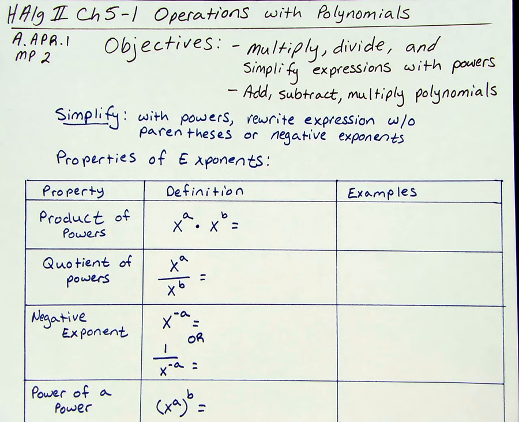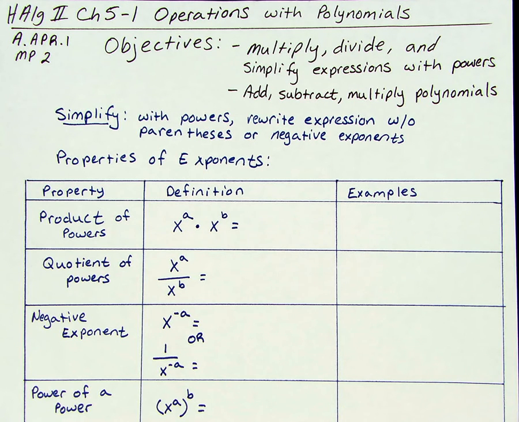Lesson 5-1, Operations with Polynomials. So by the time we're done with this lesson, we should be able to multiply, divide, and simplify expressions with powers, as well as add, subtract, and multiply polynomials. Okay. So to start with, we're going to talk about simplifying with power rules.